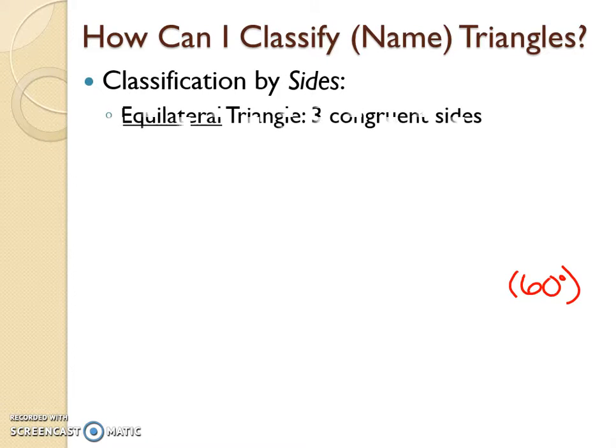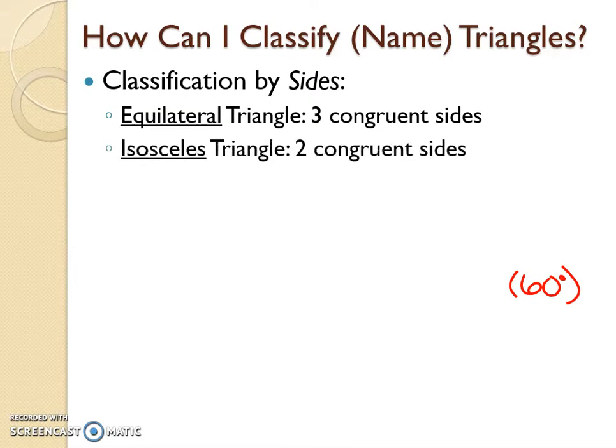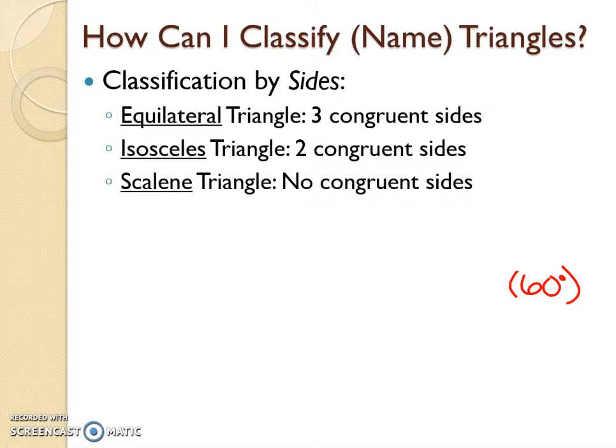Classification by size. If you have equilateral triangles, it has three congruent sides. If you have an isosceles triangle, you have two congruent sides. Scalene is a triangle with no congruent sides. So you can have three types of triangle classified by size.